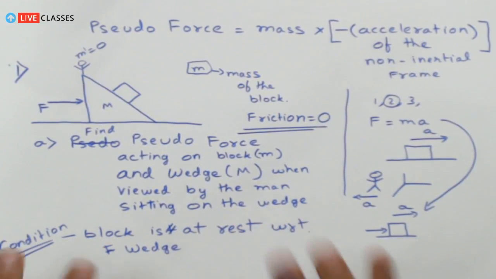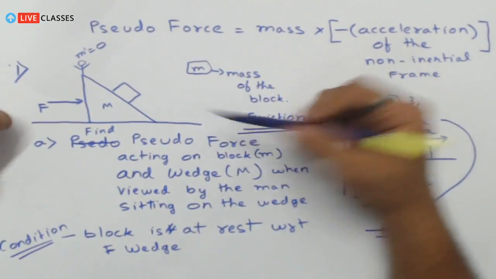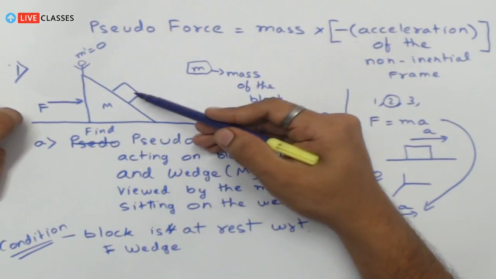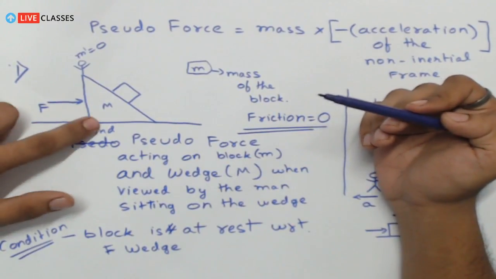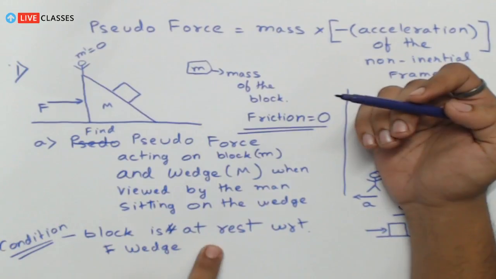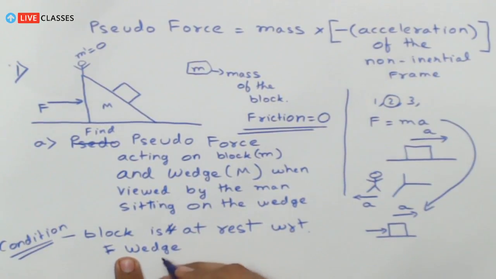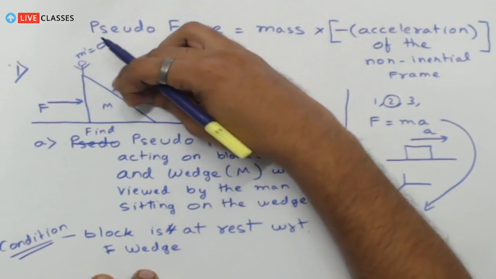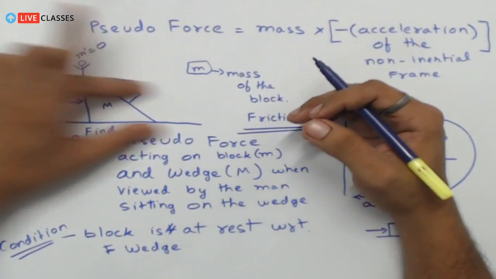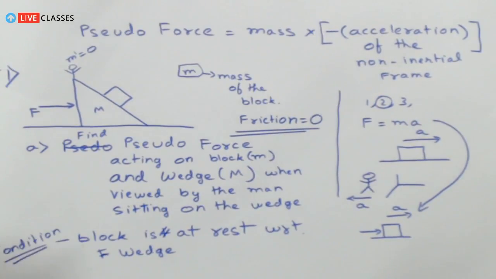Okay. Let's revise it one more time. What is given? A wedge, a block, a force F is acting on it, and this condition is given: the block is at rest with respect to the wedge. See, the block is not moving with respect to the wedge, which means the whole system is moving together and the block stays in place. Okay, let's do this.